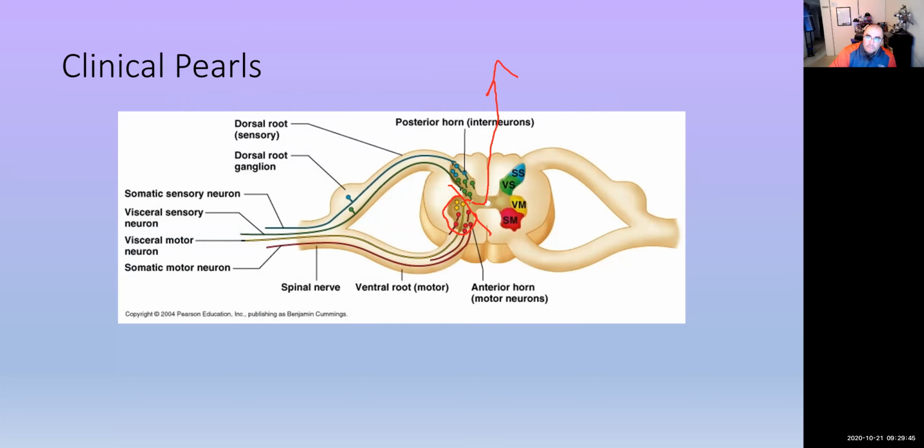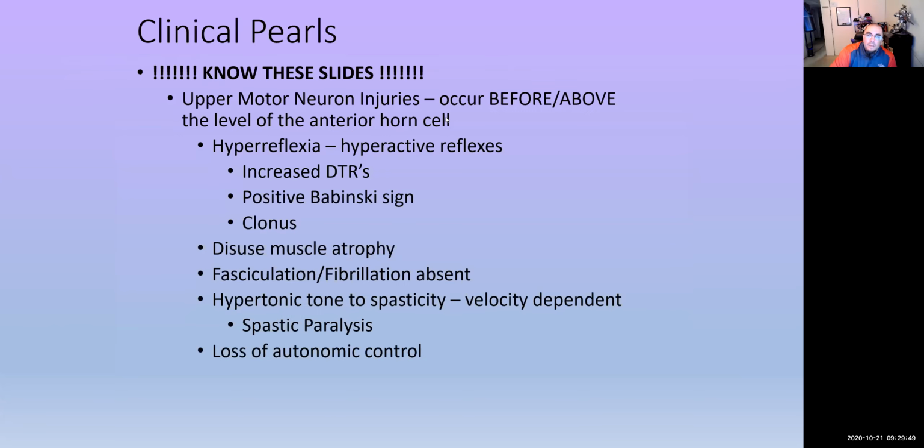So upper motor neuron, before the anterior horn cell, is what you're going to have. You're going to have a hyperreflexic patient, so they're going to have hyperactive reflexes, meaning your DTRs are going to look very spastic. The patient is going to have a positive Babinski sign. So you're going to touch the bottom of the foot, and what's going to happen to the toes? Do you remember what a positive Babinski is in an adult?